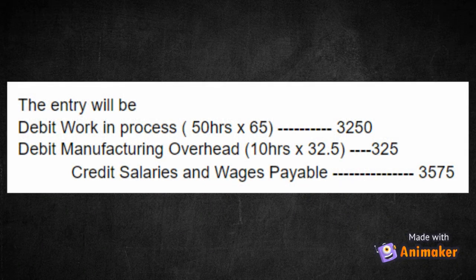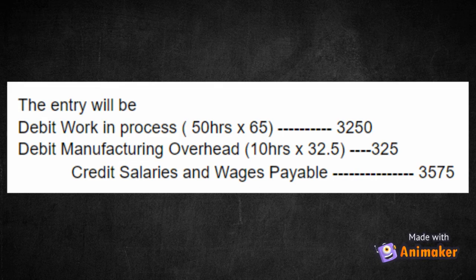The entry will be debit work in process 3,250, which is 50 hours times 65. Debit manufacturing overhead 325, which is 10 hours times 32.5. Credit salaries and wages payable 3,575, which is the sum of 3,250 and 325.